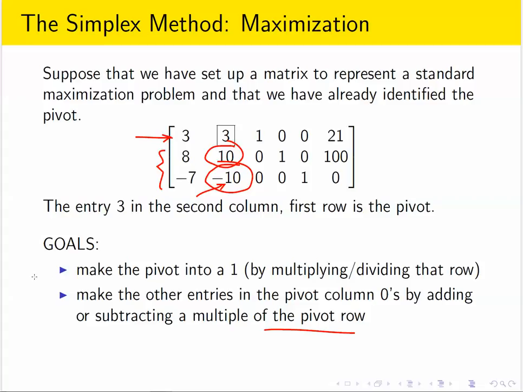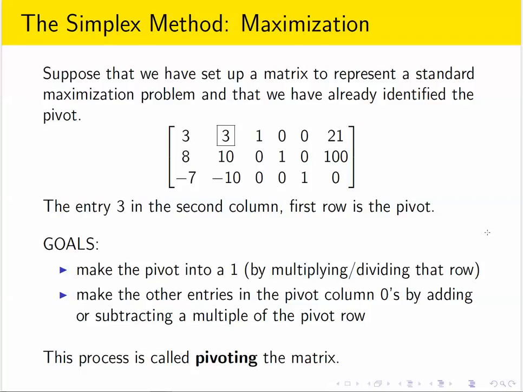I also want to point out that the first step here, making the pivot into a 1, is not strictly necessary. Sometimes you can get away without doing that. Or sometimes you'll do it, but you'll make one of the other entries a 0 first. But a lot of times we do want to make the pivot into a 1 first because it makes this other step easier.